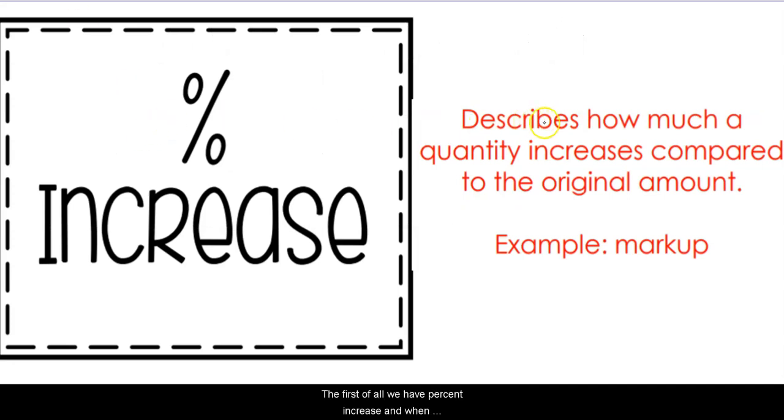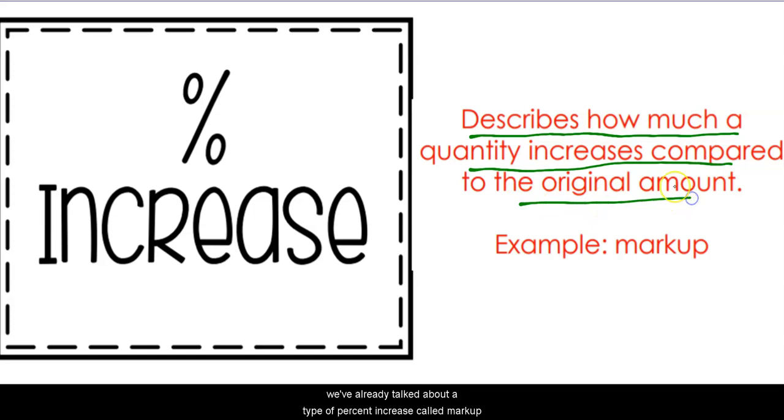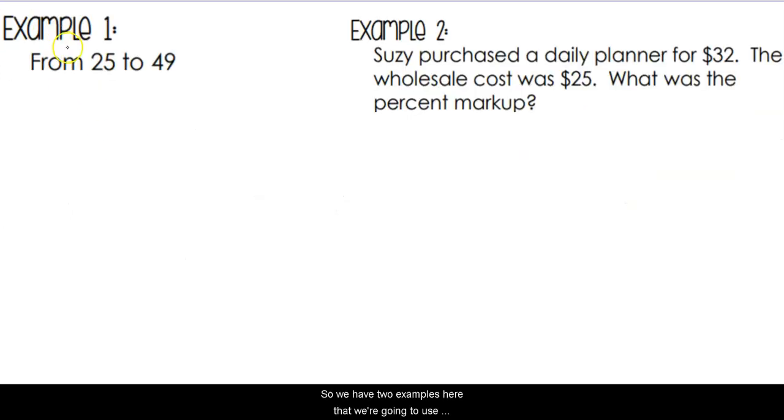So first of all, we have percent increase, and when you have a percent increase, it describes how much a quantity increases compared to the original amount. So we've already talked about a type of percent increase called markup. So we're going to start first with calculating percent increase. So we have two examples here that we're going to use by applying our formula.